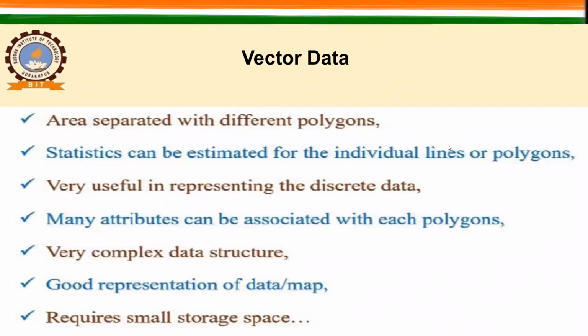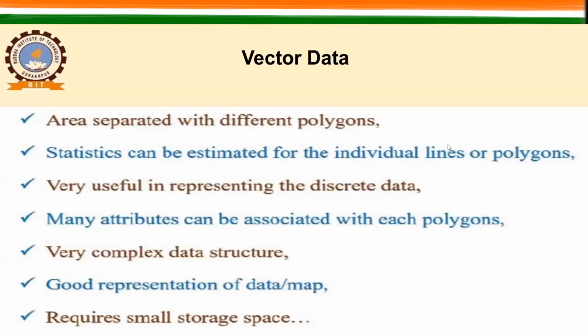Next is a very complex data structure, because you can save many columns and many parameters. Good representation of data and map, because here you can provide different colors, texture. So the representation or the visualization of your data will be very good. It requires a small storage space, because everything will be stored in ASCII format or in the values. You do not need much space for saving such vector data.